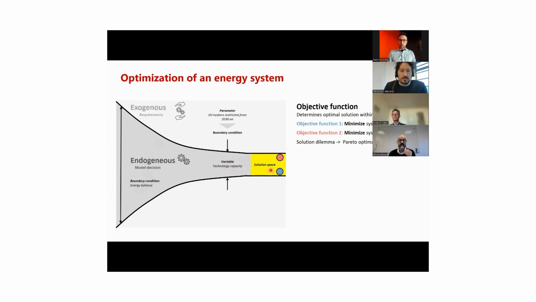And within this solution space, based on the objective functions, we find the optimal solution for each of the objective functions. So this leads to a solution dilemma, where we then have Pareto optimal solutions, for example, cost on one axis, CO2 on the other axis. Often the cost optimal system is not the CO2 optimal system. And this then leads to these trade-off solutions, which are given by the Pareto front.